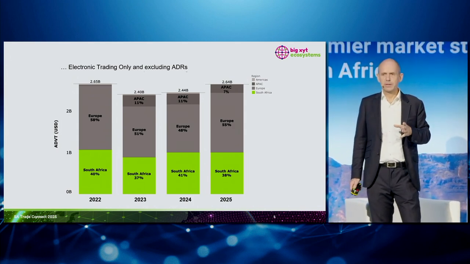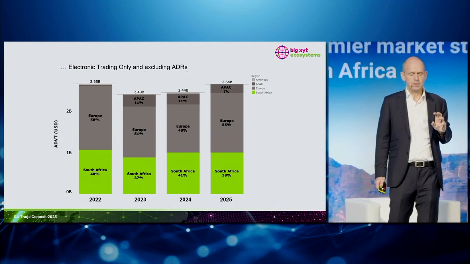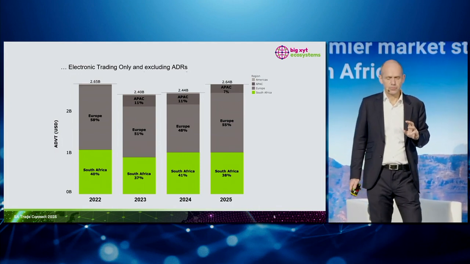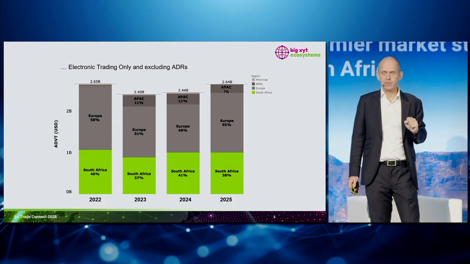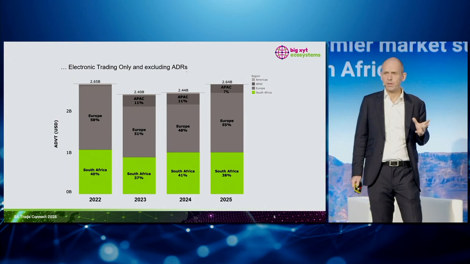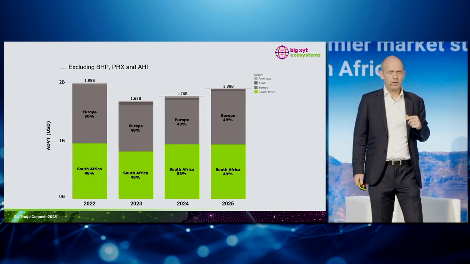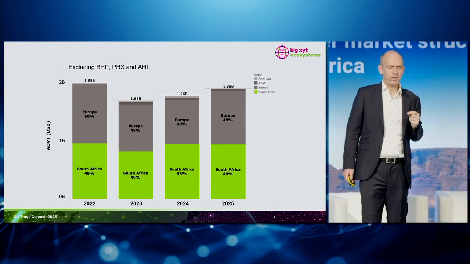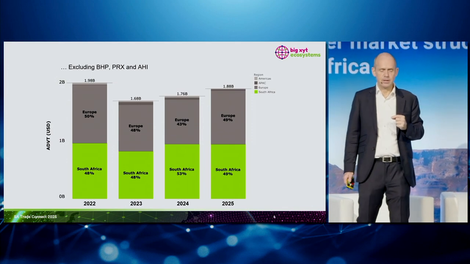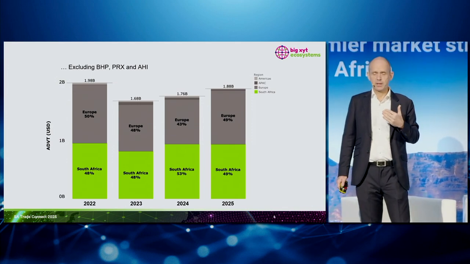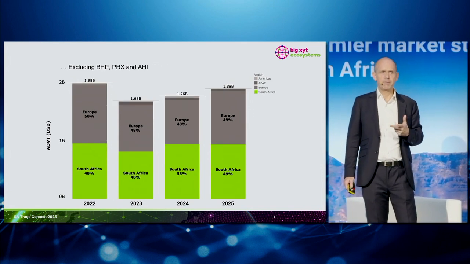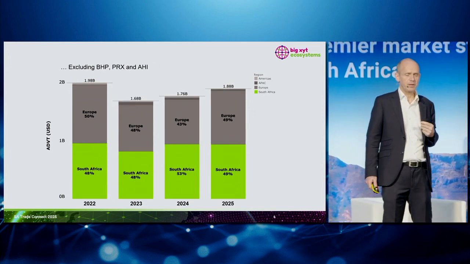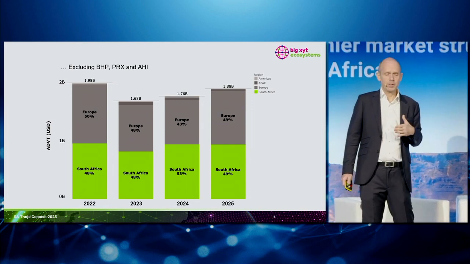So I've excluded ADRs, which significantly reduces the US input to this. But ADRs are not necessarily traded in the same way, so I remove it from my proxy. We can add it back in. It doesn't really make that much difference. If we go a step further and we exclude BHP, PRX, and AHI, we take more or less half again away from the daily value traded. And now we see a very different picture.